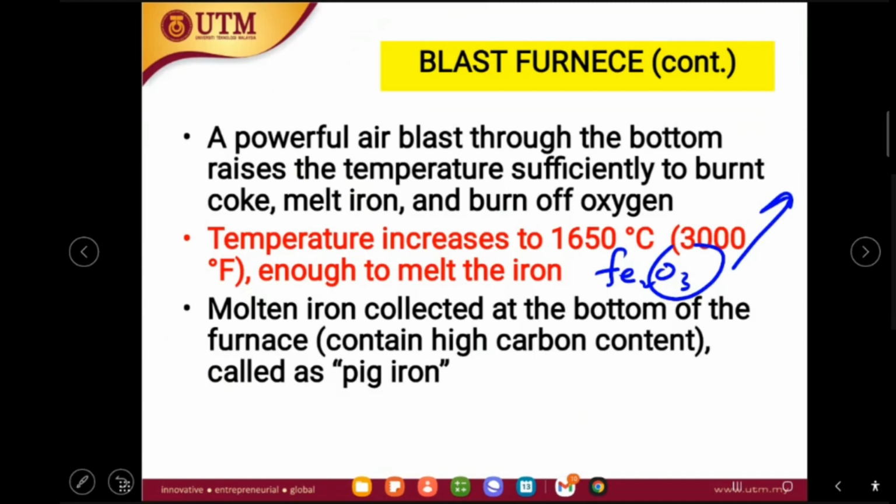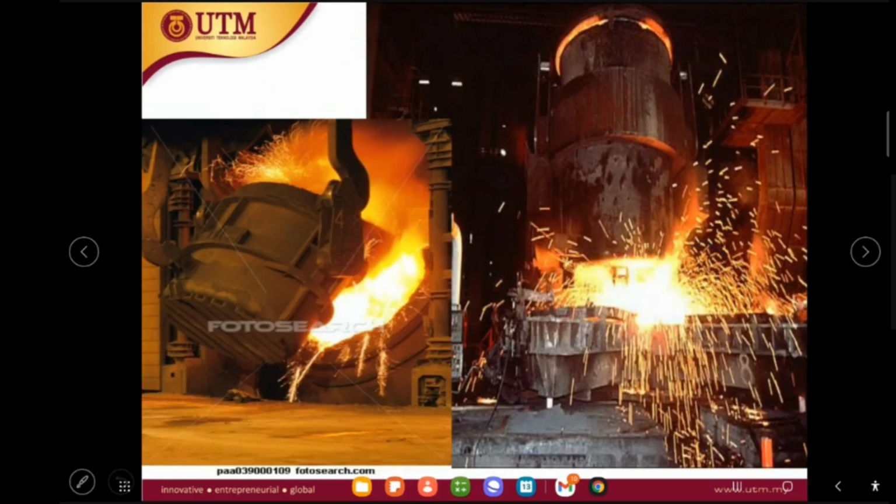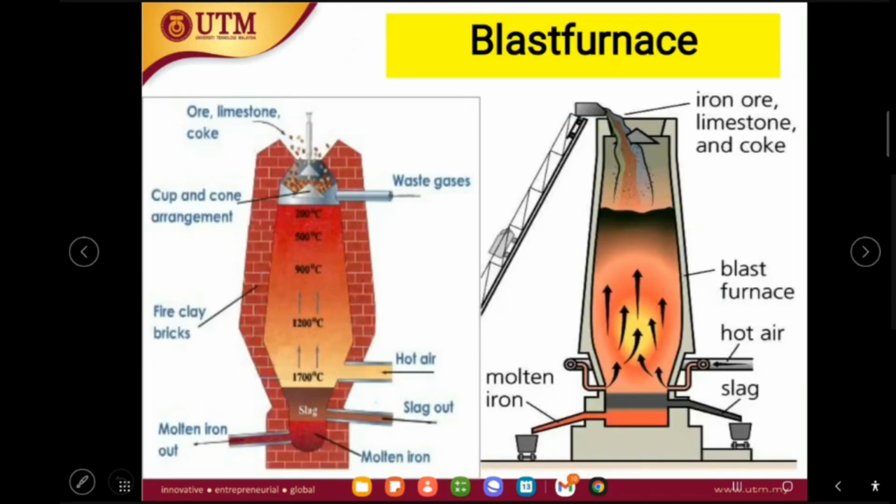And then the molten iron, which we collect at the bottom of the furnace, contains a very high carbon content, which is what we call pig iron. So this is how the blast furnace looks like, the production of iron. This is the blast furnace. The ore, limestone, and coke are charged into the blast furnace, and then hot air is blown into the furnace.